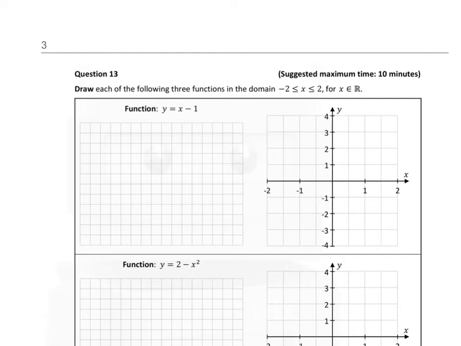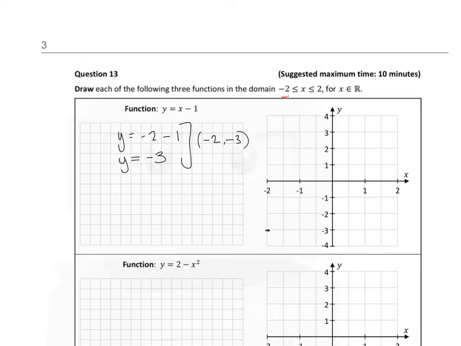To the following three functions in the domain -2 ≤ x ≤ 2. So my domain is my list of inputs. They're the numbers I'm subbing in for x. So if we look at the first one, if I sub in -2 for x, I get -2 minus 1. So y is going to be -3. So in that function, when x is -2, y is -3, and I can plot my point there.